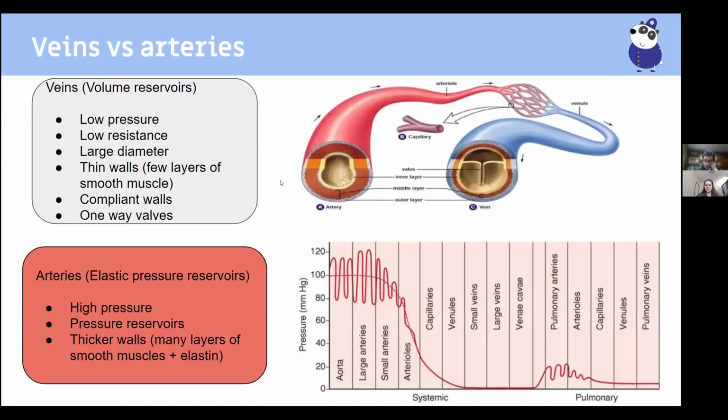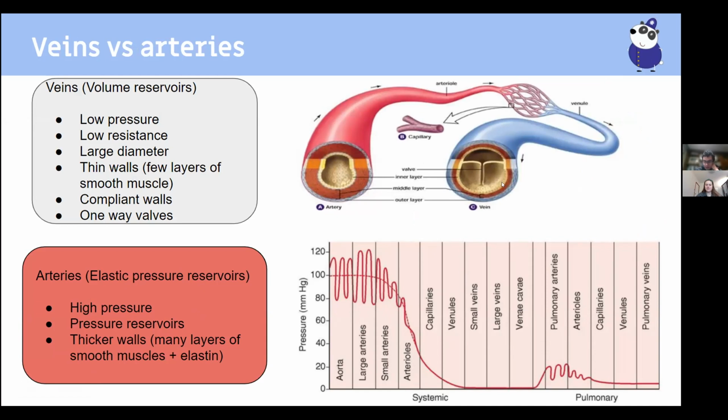This is an image of the difference between veins and arteries. You can see there's a lot more smooth muscle in this artery. That's to allow it to be a high pressure reservoir, with thicker walls made up of smooth muscle and less allowed to contract at higher pressures. As you can see over here, these arteries have higher pressures.